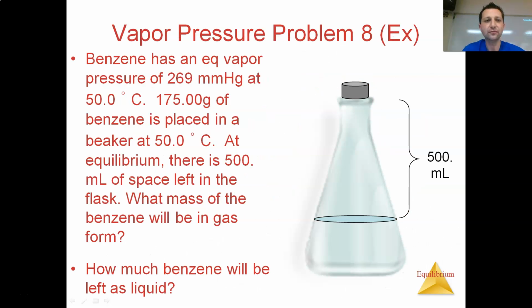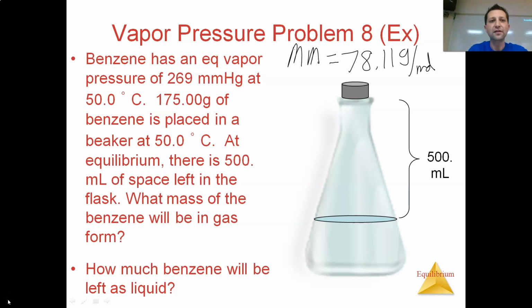Okay? Okay, 2 to go. For this one, it says benzene has an equilibrium vapor pressure of 269 millimeters of mercury at 50 Celsius. 175 grams of benzene is placed in a flask at 50 Celsius. At equilibrium, there's 500 milliliters of space left, so we're at equilibrium, so it's saturated. You can see that. We have our liquid state down here, and then some gas particles in here. What mass of the benzene will be in gas form?